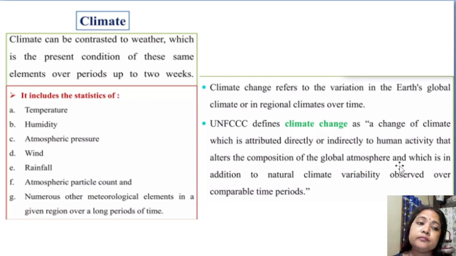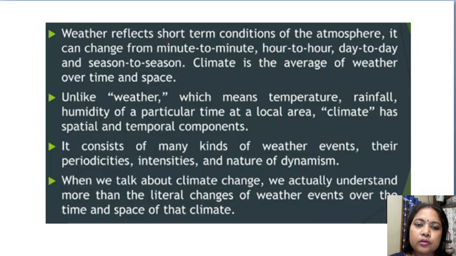You can do one thing: prepare your own notes from these slides in front of you in this video, and it will help you a lot at examination time. Weather reflects short-term conditions of the atmosphere and it can change from minute to minute.